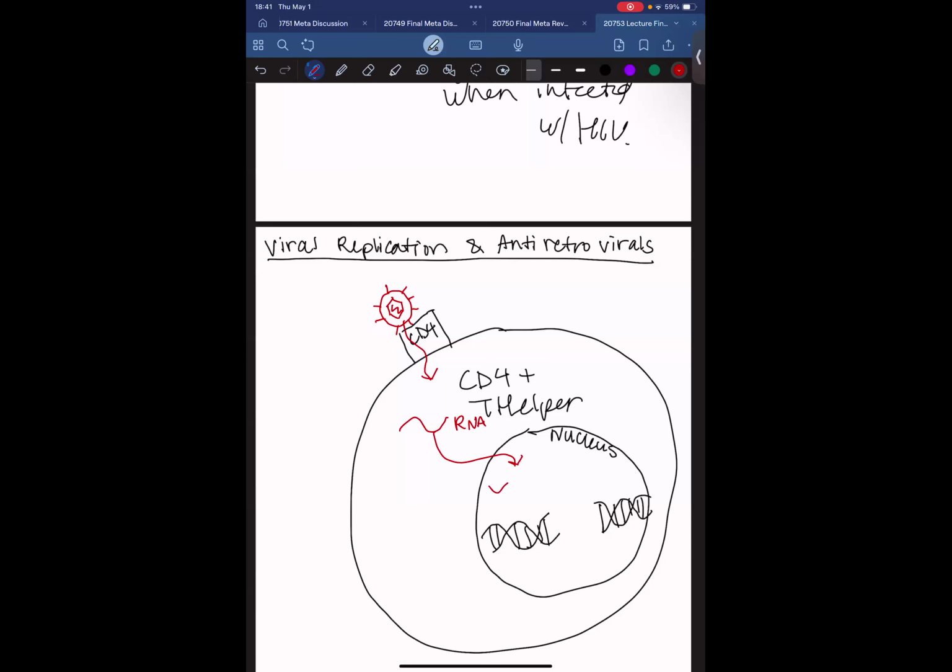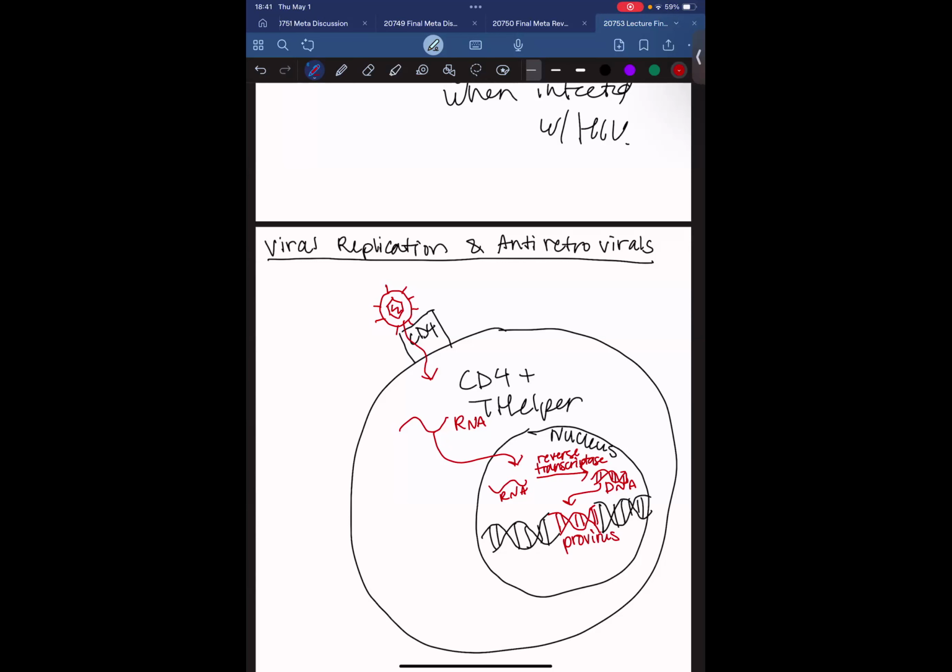And when it does, it'll go from RNA to double-stranded DNA. We go from RNA to DNA, and the enzyme that does this is reverse transcriptase. And then the DNA will get inserted into the host genome. Now, this is the provirus. It's inserted into that host genome.